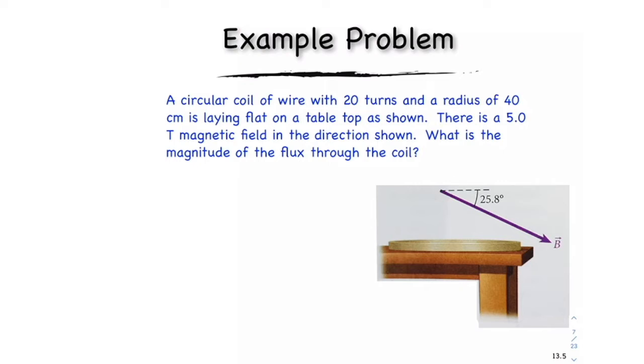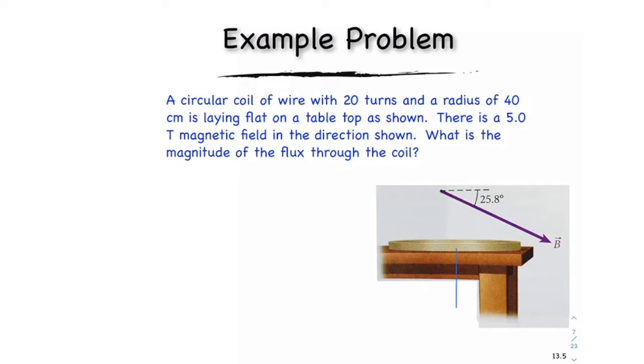So here's a 20-turn loop of wire, right? So the wire loops around 20 times, has a given radius of 40 centimeters. It's lying flat on the table. There's a 5 Tesla magnetic field in the direction shown. That's a really strong field, by the way. What's the magnitude of the flux through the coil? So first, let's draw the area vector for our coil.